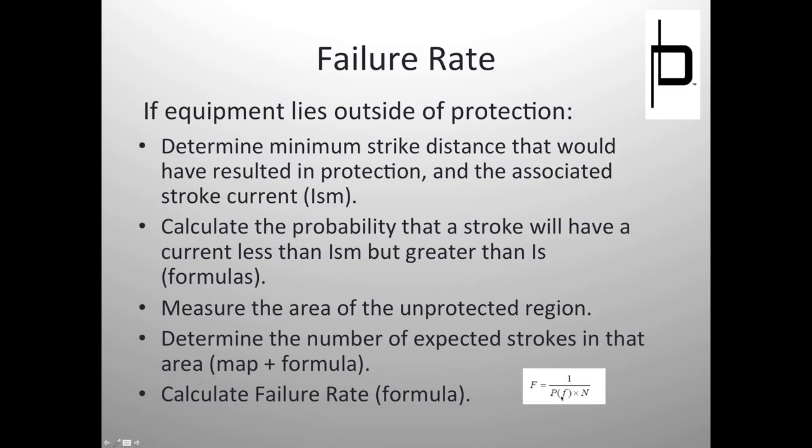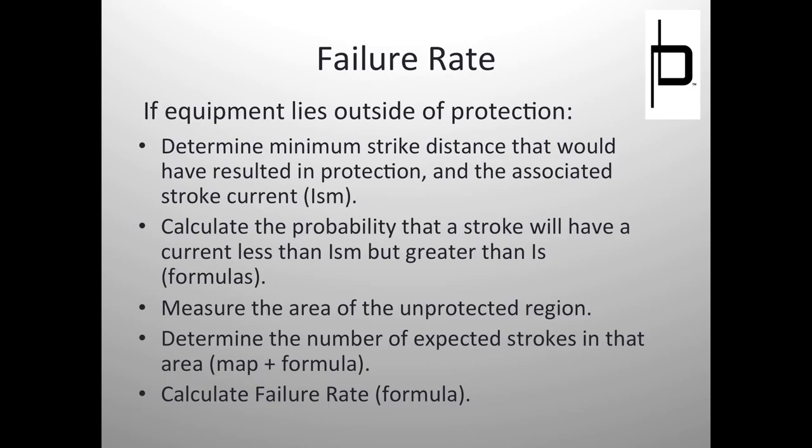Then we take that N and combine it with our probability that a stroke causes failure, which was given in the previous step. Given that a strike has occurred, what is the probability it falls inside that window? We apply this formula, and that gives us our failure rate, how many failures we can expect per year.